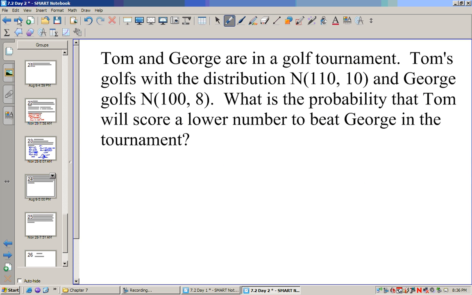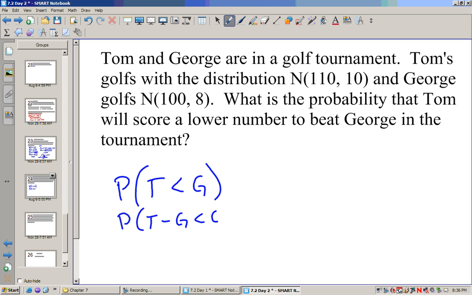All right. Now George and Tom are in a golf tournament. Tom golfs with a mean of 110 and a standard deviation of 10. And George golfs with a mean of 100 and a standard deviation of 8. What is the probability that Tom will score a lower number to beat George? So Tom will score a lower number than George. So Tom minus George has to be less than 0. Now that probability is going to be the probability my z is less than 0 minus the mean over the standard deviation. So let's find the mean and the standard deviation.